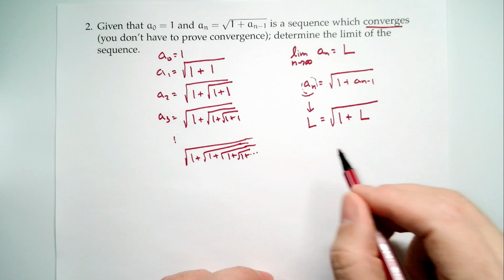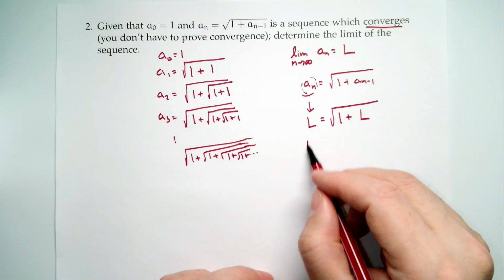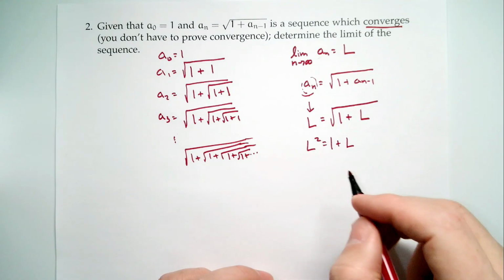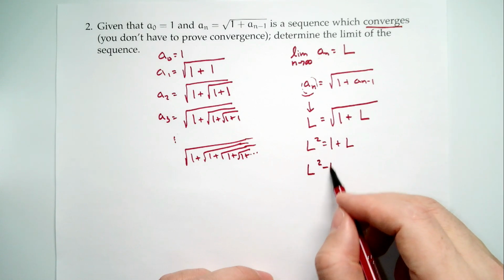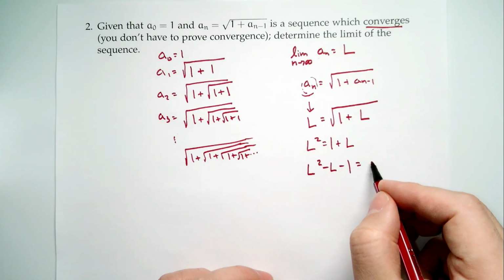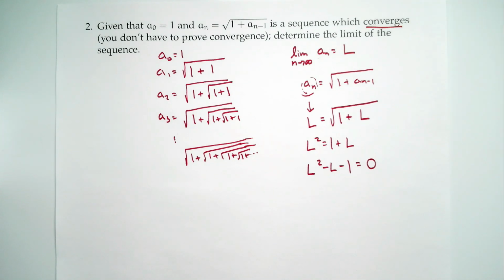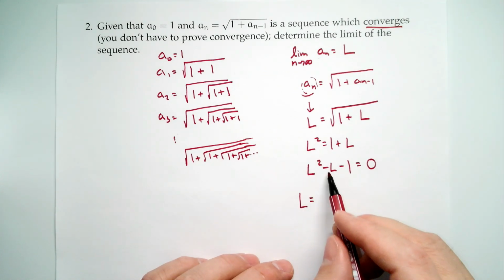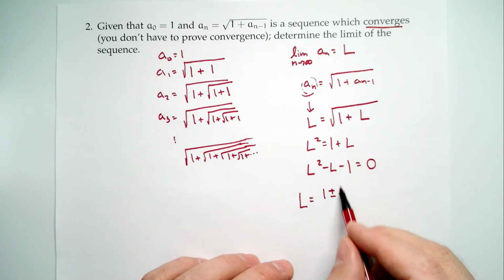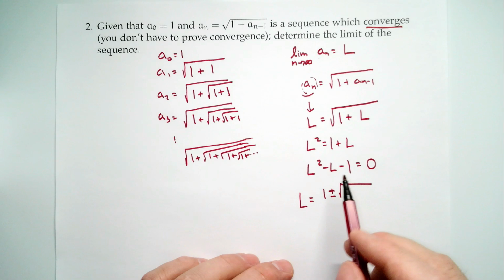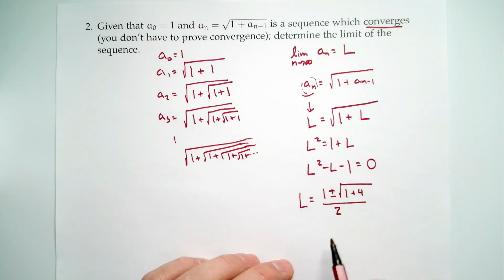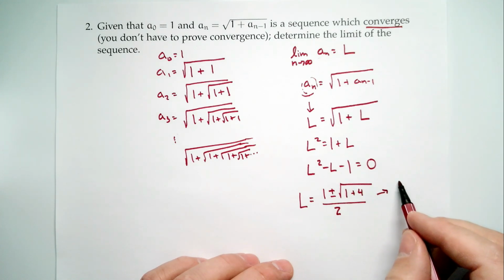Well, that's not so bad. Let's solve for L. So let's get rid of that square root. L squared equals 1 plus L. Now what happens? Well, let's move everything across. L squared minus L minus 1 equals 0. That's a quadratic. Does it factor? No. But that's okay. We can still solve for it. Quadratic formula: L equals negative b, which is 1, plus or minus the square root of b squared, which is 1, minus 4ac, so plus 4, all over 2. So it looks like we have two possibilities.